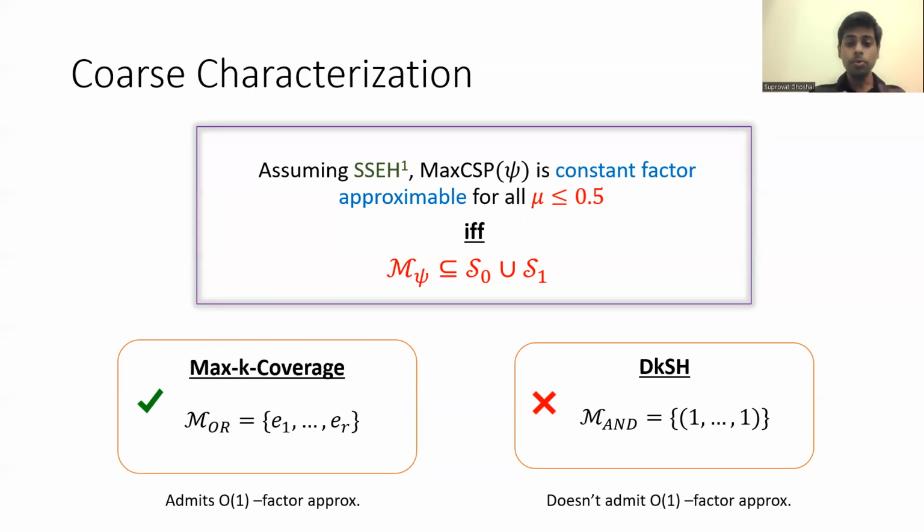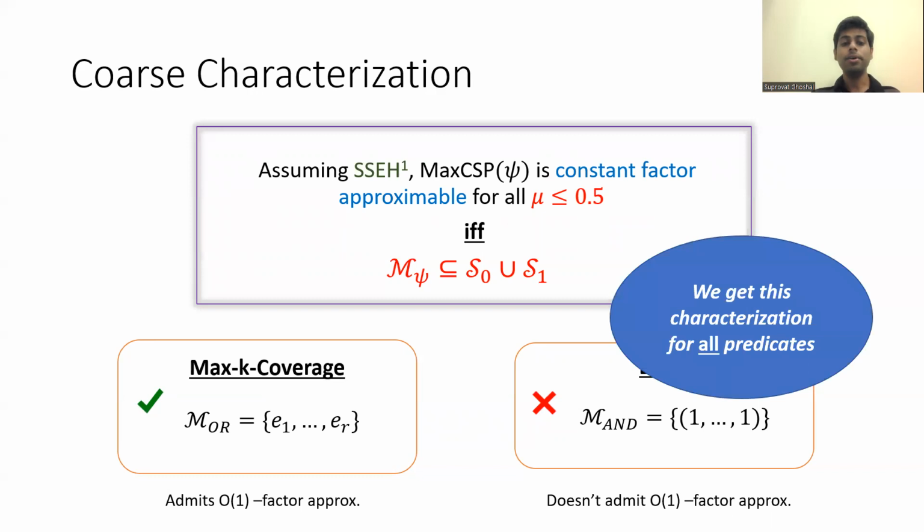Now, the cool thing about this is while these previous results do establish these special cases, we get this characterization for all possible predicates, where we get to say that either a predicate would admit a constant factor approximation algorithm, or it doesn't have any constant factor approximation. And this is based on a very clean combinatorial characterization that is very easy to check.